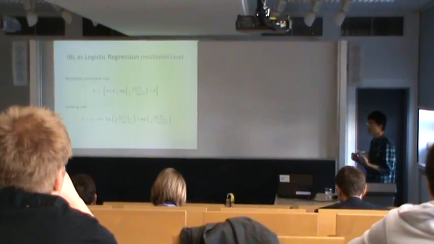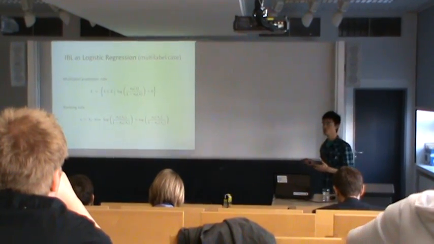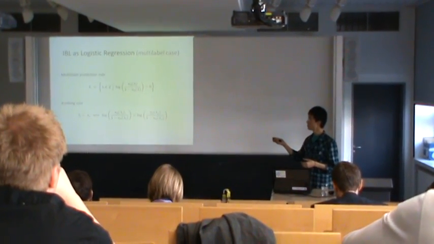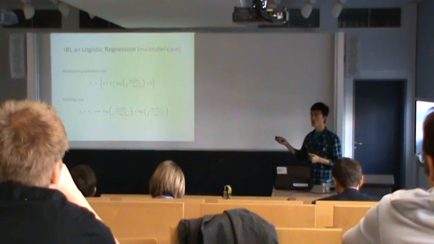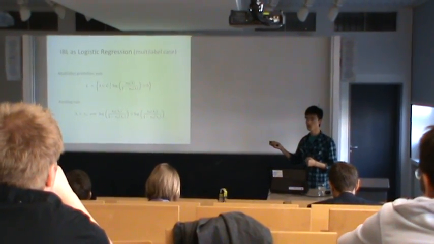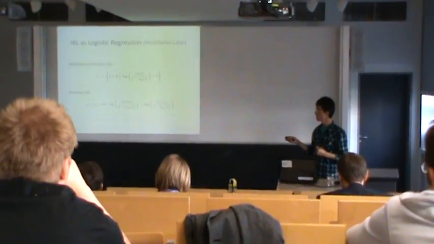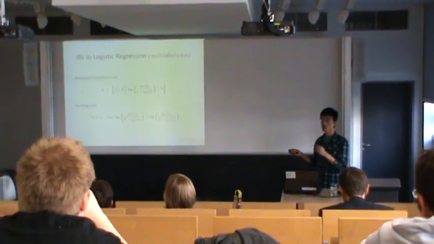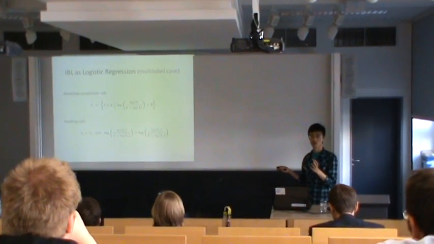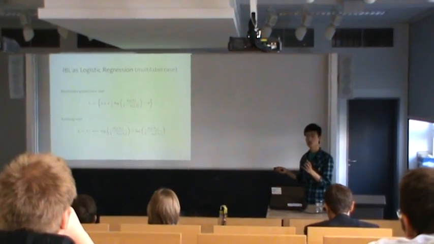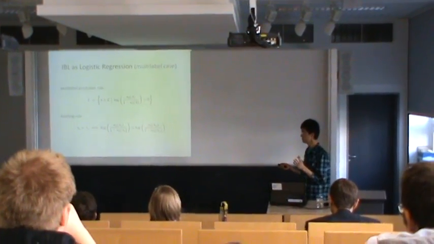Just for the sake of completeness, I wrote down this decision rule for you. For the multi-label prediction rule, you just consider the sign of this ratio. And if you want to output a ranking, instead of considering the sign, you consider the score of this function. So this is the decision rule.